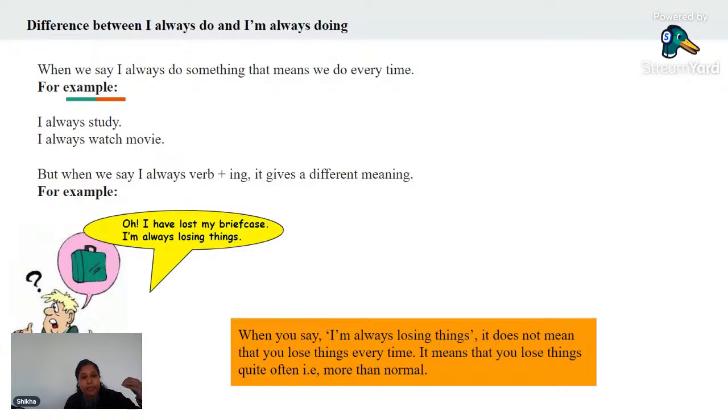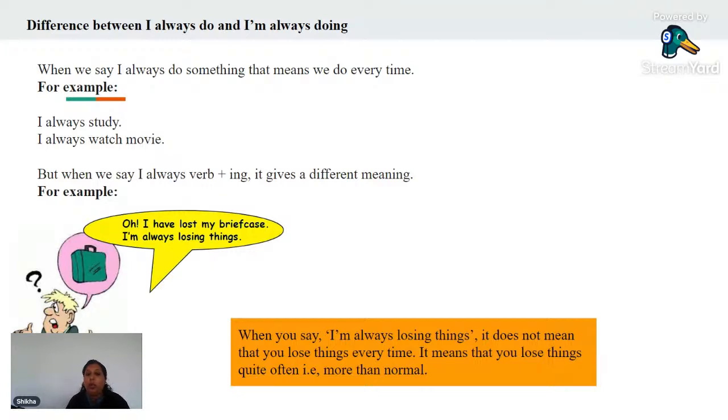For example, when we say I always do something, that means we do it every time. I always brush my teeth. I always eat sandwiches. I always read books. I always go to the tuition. Okay, so generally we talk about regular activities, something which we are doing very often. Okay, it's like maybe we are doing it every day. So at that point of time we will say I always do, right? That means the frequency of doing that action is very high. Okay, I always study. I always watch movies.